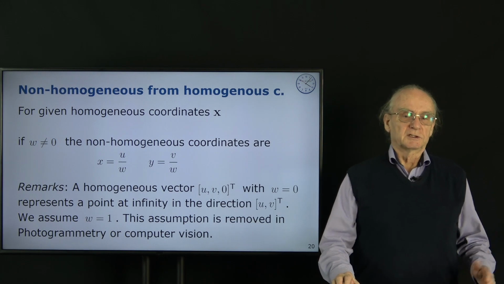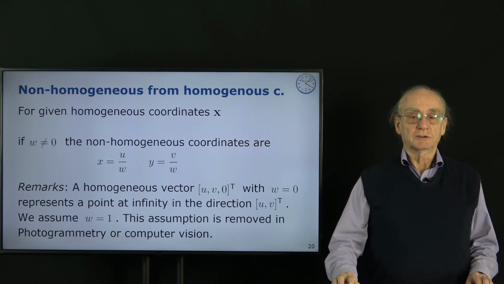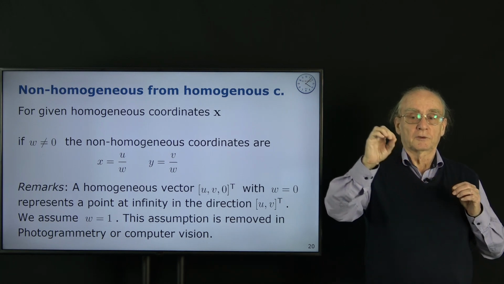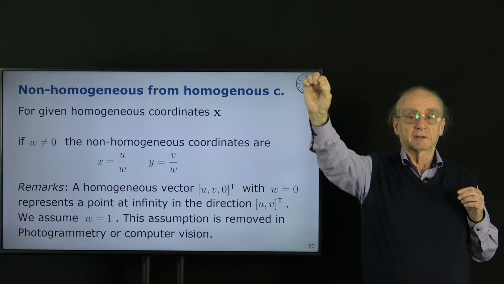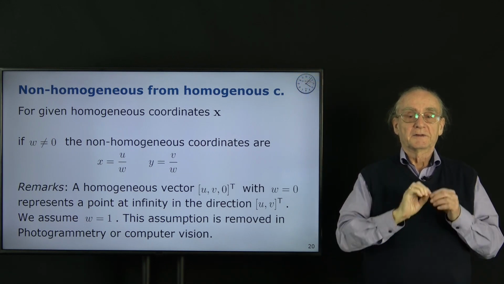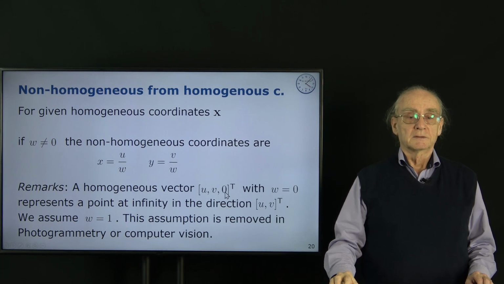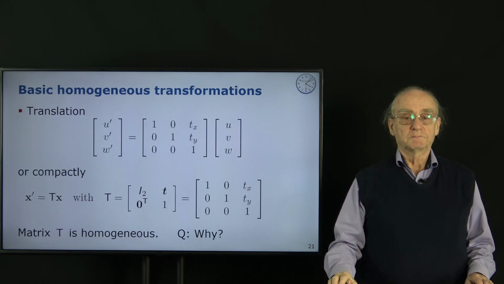Now, what happens? This is just a remark because we don't use it in the lecture. Let's assume we have a vector u, v and the third element is 0. Then of course we can't derive the coordinates x and y. But we can show that this point represents a point at infinity. So if you have a straight line and you move the point along this line at infinity in the direction u, v, then this point at infinity is represented by this 3-vector with the third element equal to 0. We assume w equals 1, and this assumption is removed in later lectures in photogrammetry or computer vision.